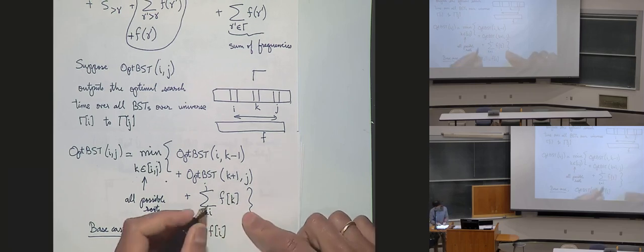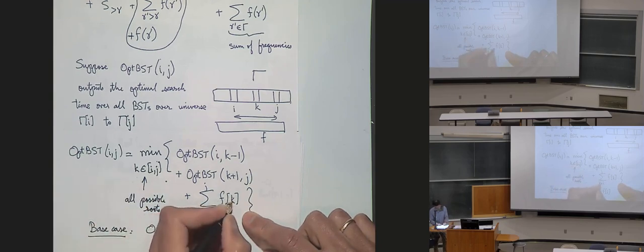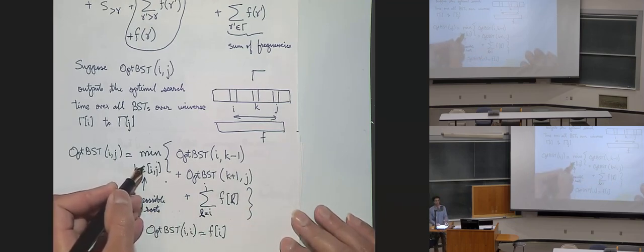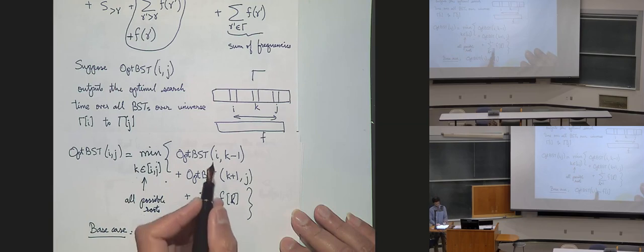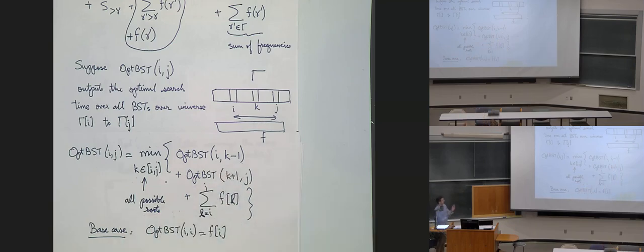Sorry, the K is overloaded here. So let me just use a different variable here, like this loop variable is different from that.